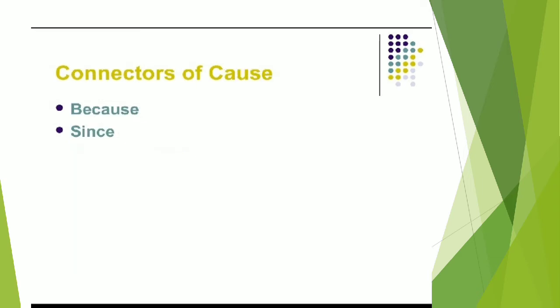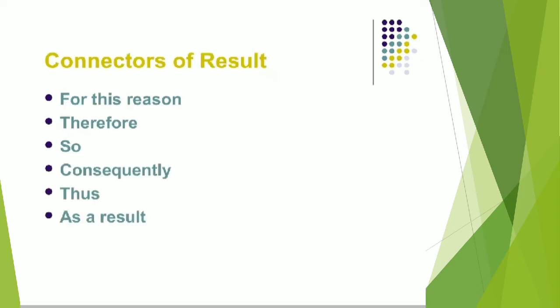Connectors of cause: because, since, for. Result: for this reason, therefore, so, consequently, thus, as a result. We have done this lesson, I'm sure. Okay.